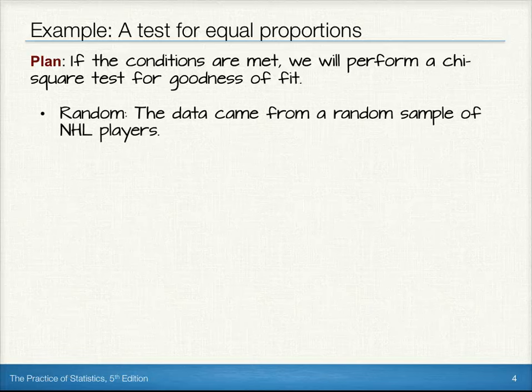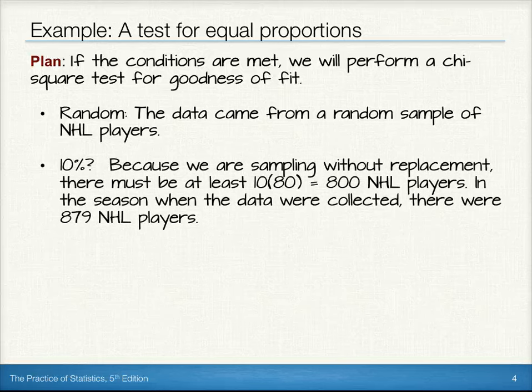Well, random. The data come from a random sample of NHL players, so that condition is met. The 10% condition, because we're sampling without replacement, there must be at least 10 times the sample size, or 800 NHL players. In the season when the data were collected, there were 879 NHL players, so this condition is met.